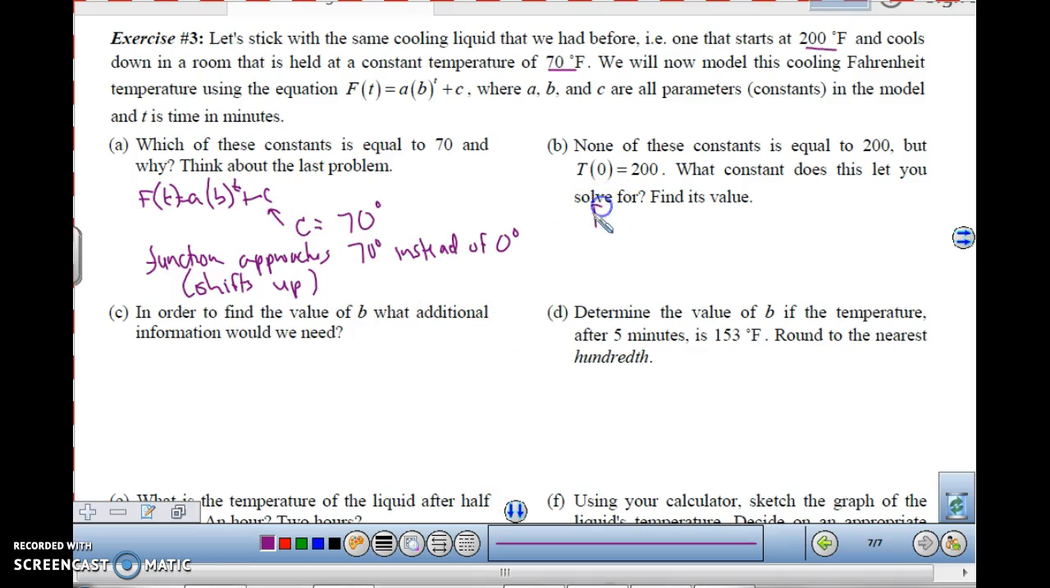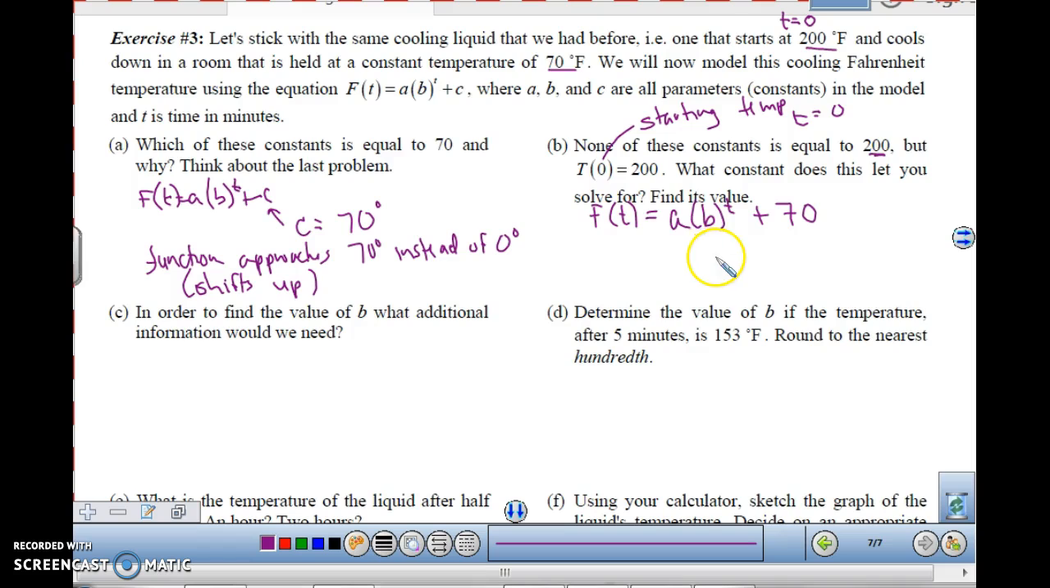So this is what we have right now: F of T equals A times B to the T plus 70. Now, none of these constants is equal to 200, but F of 0 does equal 200, because remember, this is the starting temperature, when T is equal to 0. So we know if it starts at 200 degrees, T equals 0 is the time. What constant does this let you solve for?